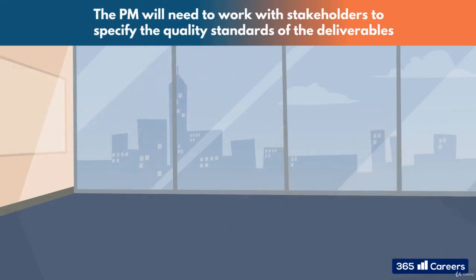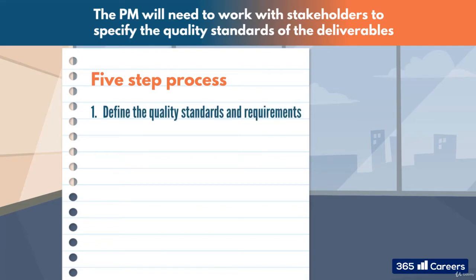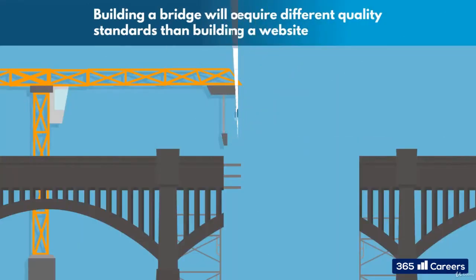To do this, there is a wonderful 5-step process to follow. A list always helps us to remember. So first, the project manager and the stakeholders must define the quality standards and requirements, adhering to any laws and regulations. For example, building a bridge will require different quality standards than building a website.